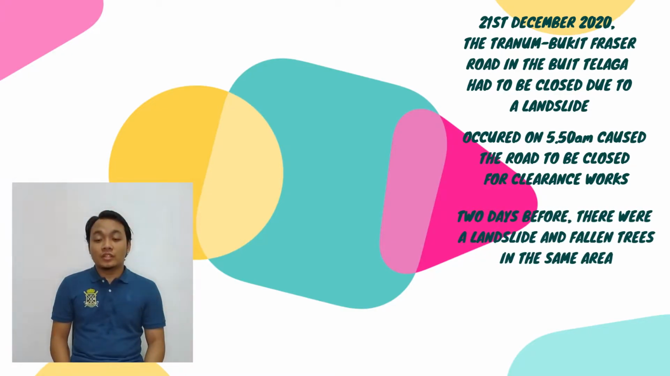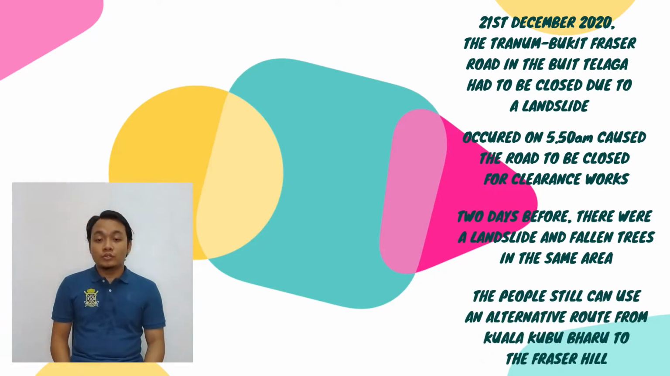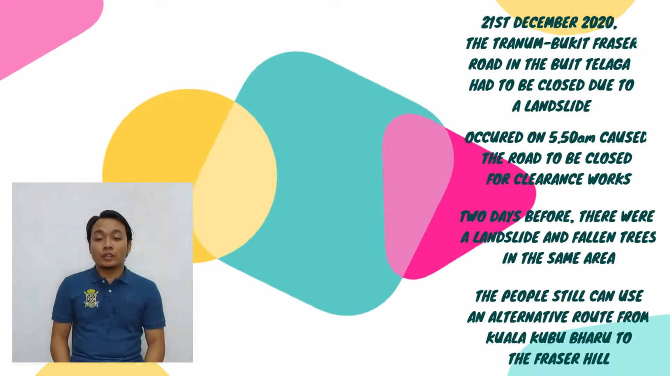Two days before the incident occurred, a landslide and fallen trees occurred in the same area. The people can still use the alternative road, which is the road from Kuala Kubu Baru to Fraser Hill. Fortunately, there are no deaths reported.